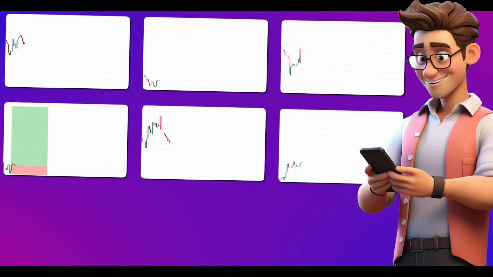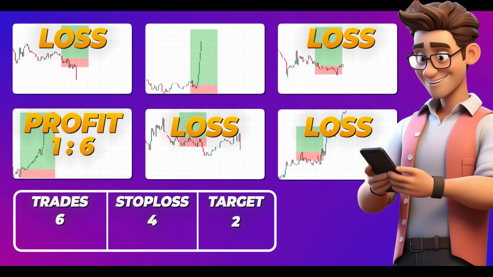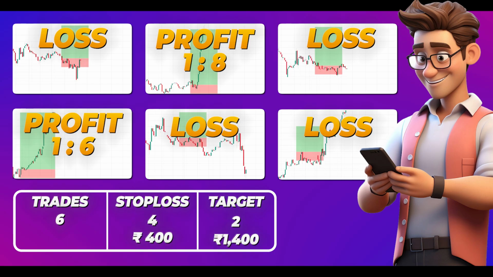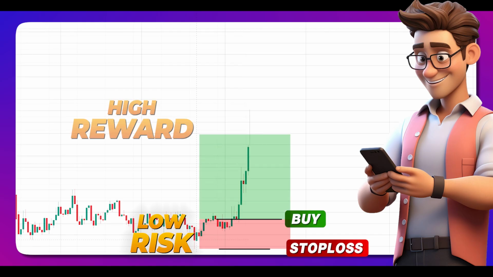However, yes, there can be situations where the stop loss also gets hit, but the key point is this: our stop losses are small and our targets are big. That means over time, we remain overall in a profit. This is the power of low risk, high reward trading.